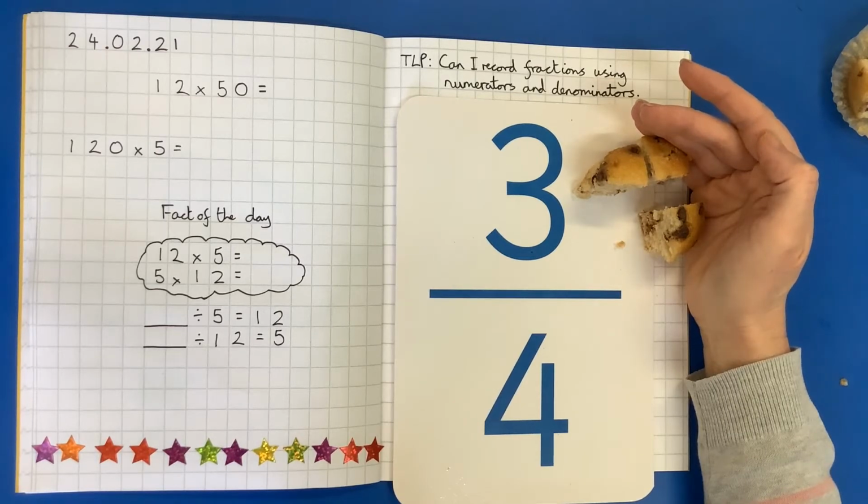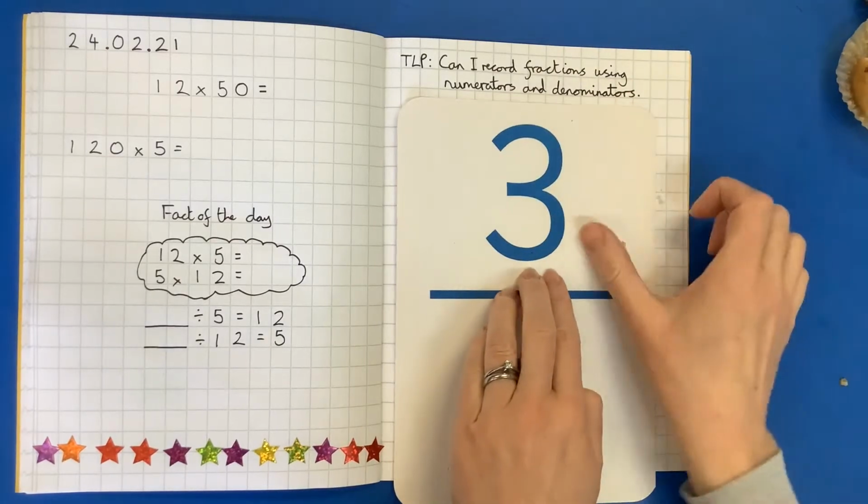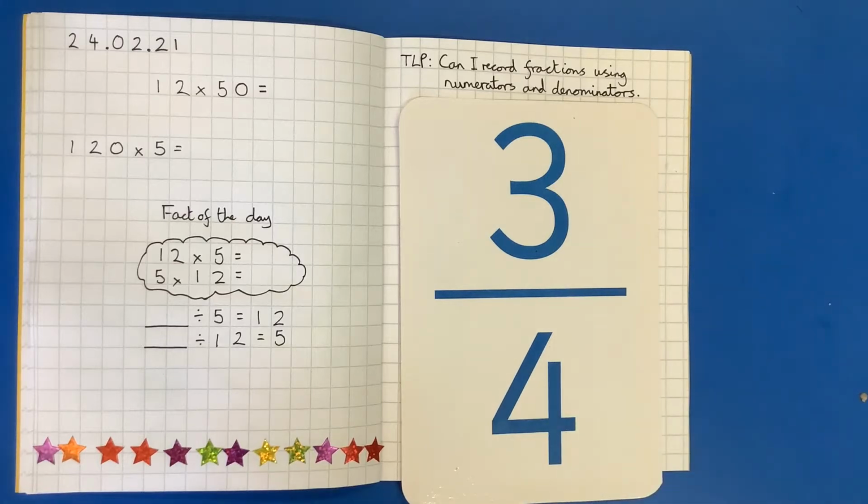I'm getting 3/4. So, how would you show 3/4 of the counters are red? I'm going to just pause for a minute. How many counters do I need altogether? And how many will be red?